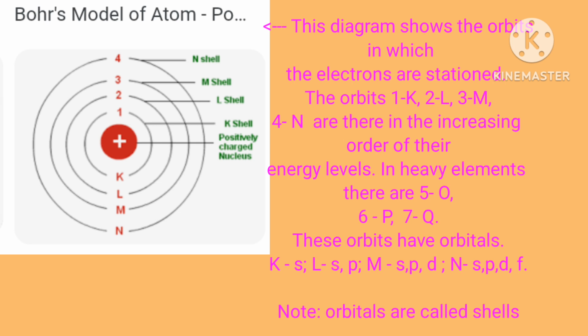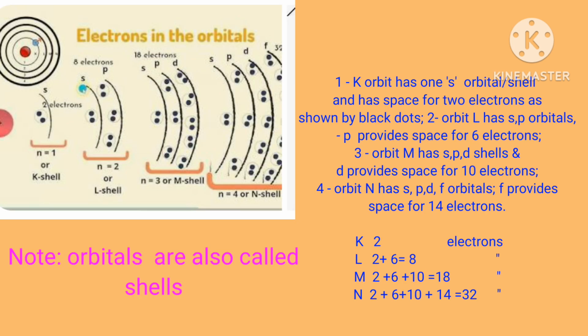K has S orbital, L has S and P orbitals, M has S, P and D orbitals, and N has S, P, D and F orbitals. Note, orbitals are also called shells. So, orbit 1 K has one S orbital and a space for 2 electrons shown here by black dots. Second orbit L has S and P orbitals and P provides space for 6 electrons.